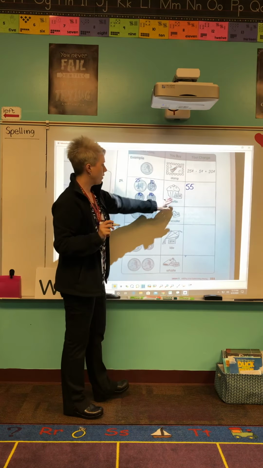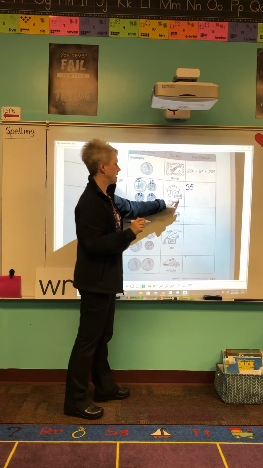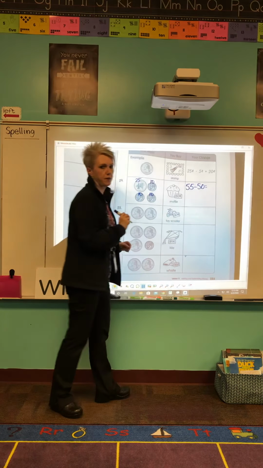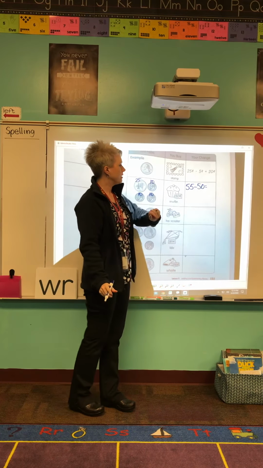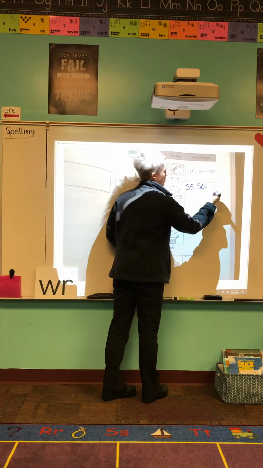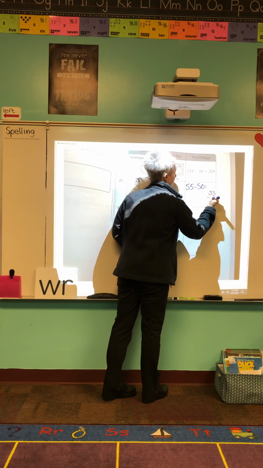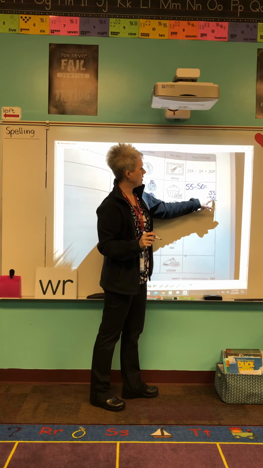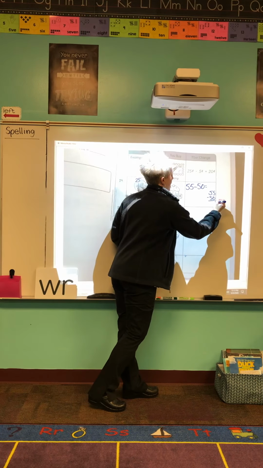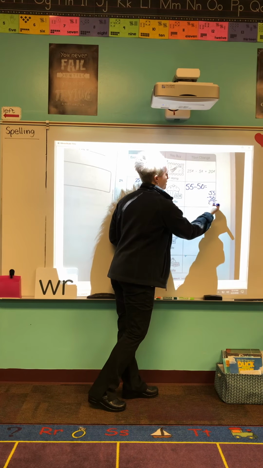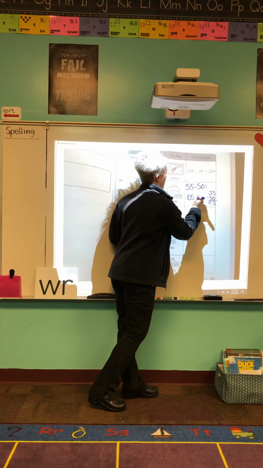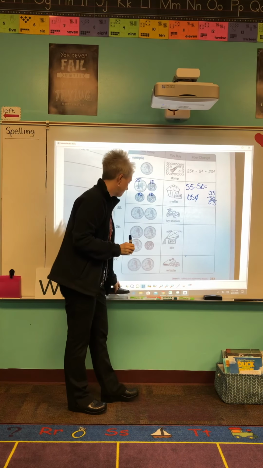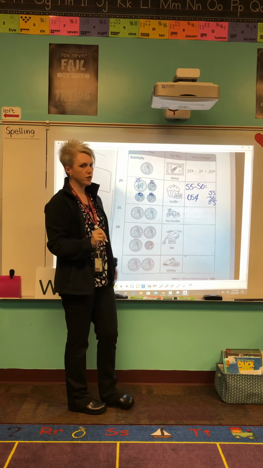Okay? We buy a muffin that cost 50 cents. So we're going to take away the cost of the muffin. 55 minus 50. You can write it that way or you can stack it. Either way, okay? Either way, 5 take away 0 is 5. 5 take away 5 is 0. Our change is 5 cents. You don't have to write that 0. It's a placeholder.